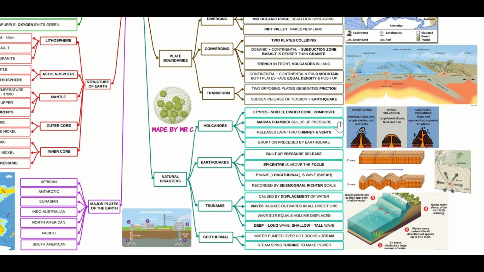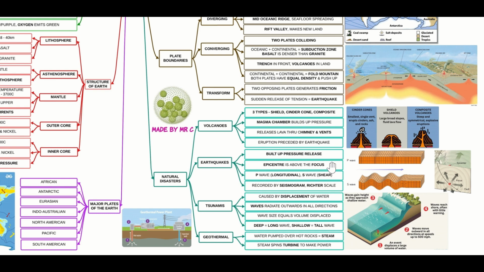A magma chamber builds up pressure under the volcano, and the release of lava through the central chimney and the vents allows for the escape of the lava. The eruptions are normally preceded by an earthquake. Earthquakes, again, is the build-up of pressure under the Earth. The epicenter is above the focus, and the focus is the site of the disruption.